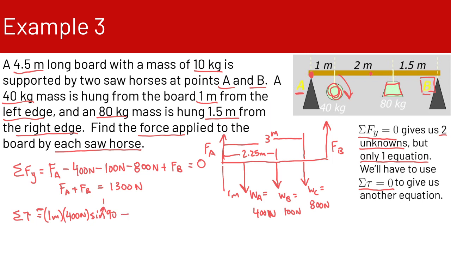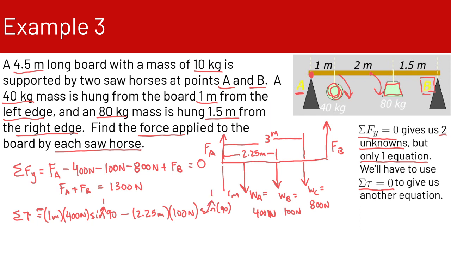So the next thing that we have to calculate is the weight of the board itself, weight B. It's also causing a clockwise rotation. So it would be at 2.25 meters, and it weighs 100 newtons. It's also at 90 degrees to the axis of rotation, so it's equal to 1.